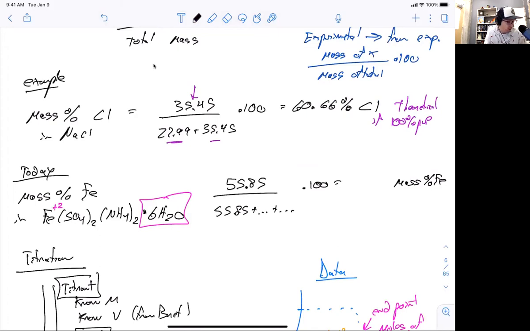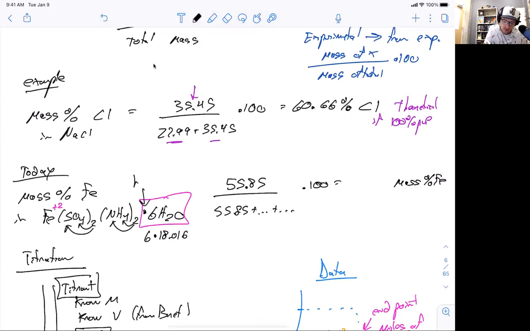So iron 55.85 divided by the total mass. Add up all of the atoms: 2 sulfurs, 8 oxygens, 2 nitrogens, 8 hydrogens. And then you also have to include 6 waters. A water is 18.016, 2 hydrogens and 1 oxygen, and you got to multiply by 6.